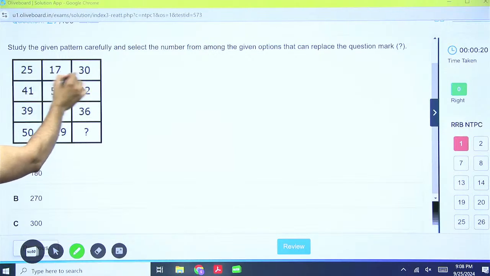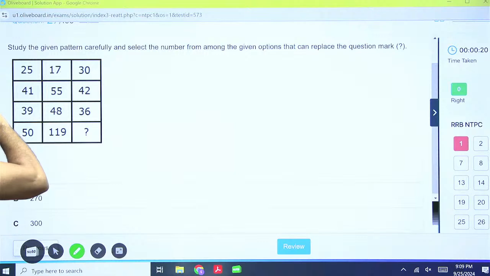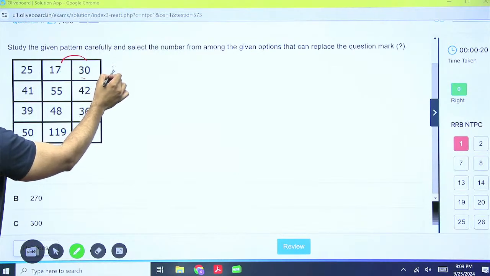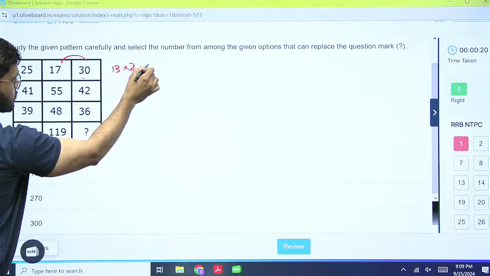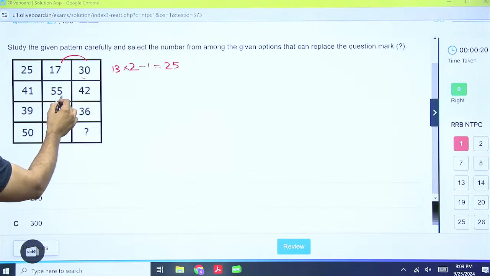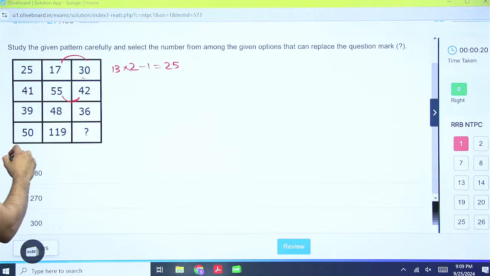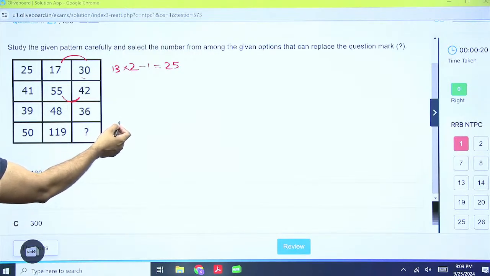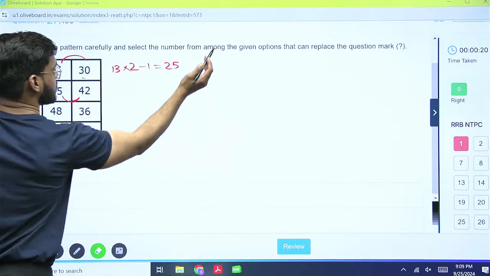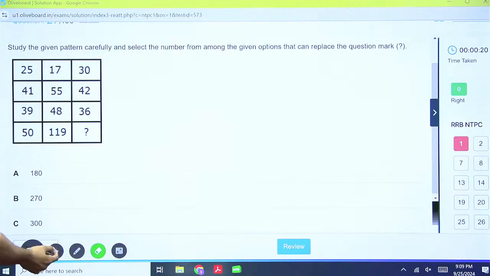25, if we work on the horizontal part, 25, 17, 30, how can we make this? Can we do this? No. 30 minus 17, 13. 13 multiplied by 2 minus 1 gives 25. If we take the difference of these two, we get what? Can we use the same logic over here? If we take the positive difference of these two numbers, we will get 13, right? And 13 multiplied gives 26. No, we can't use this logic, because it will not be followed in the next line.